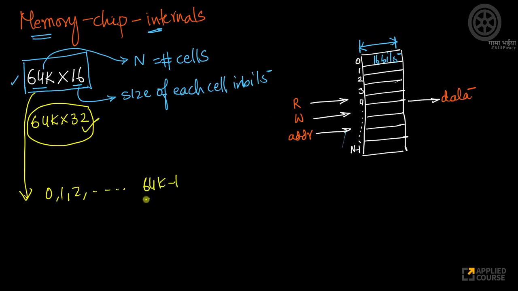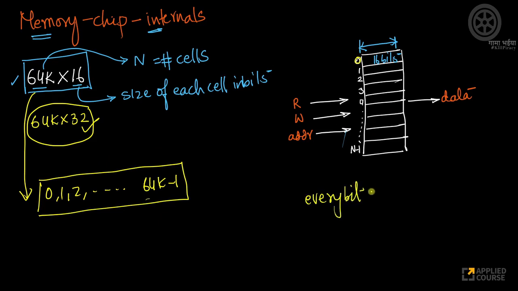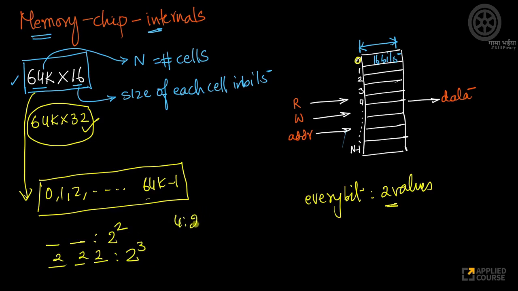Now to represent 64K unique values, remember every cell has a unique address, how many bits do you need? Every bit can store 2 values. If you have 2 bits, how many values can you store? 2 square. If you have 3 bits, 2 power 3. 2 values here, 2 values here, 2 values here. If you have 4 bits, 2 power 4 values. Now what should be the size of this address? That's what we're trying to figure out here.